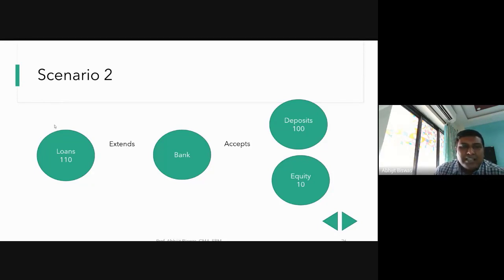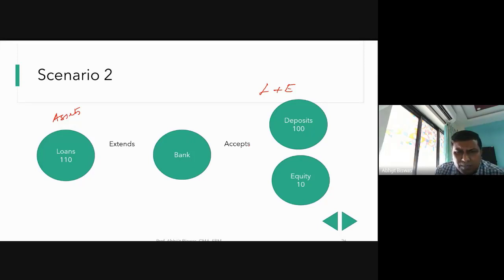So this part is your assets, and this is your L plus E, liabilities plus equity, or we together call them liabilities, because equity is also a liability towards the owners, right? And when we simply say liabilities, we mean liability to outsiders. So here also your accounting equation holds good, right? In the liability side you have 110 and in the asset side you have 110, correct?